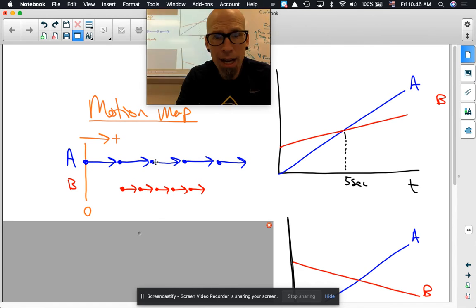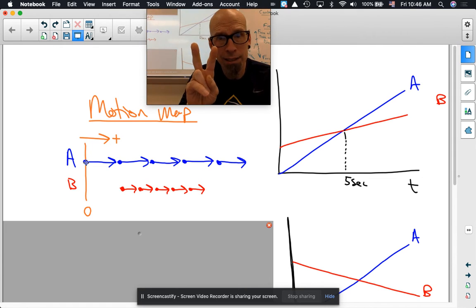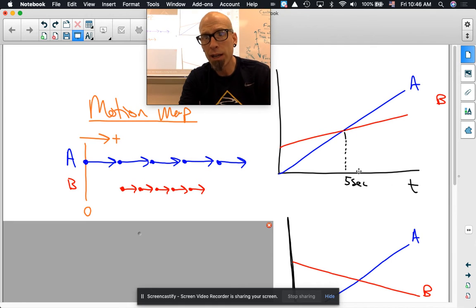And I made 5 dots because this is happening for more than just one moment in time. In fact, it's not just 5 seconds, it's probably more like 10 seconds showing on the graph. And so if each dot represents maybe 2 seconds in time, then that's 2 seconds, 4, 6, 8, maybe 10 seconds goes by, which is about right on the graph here.